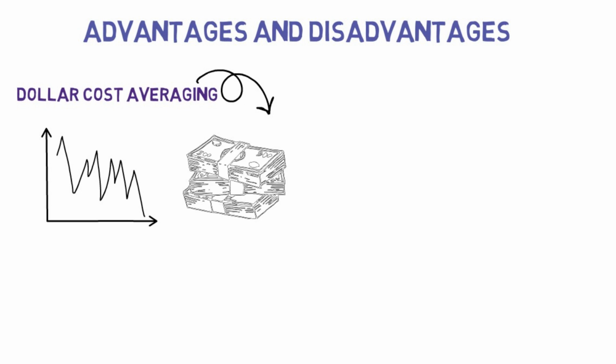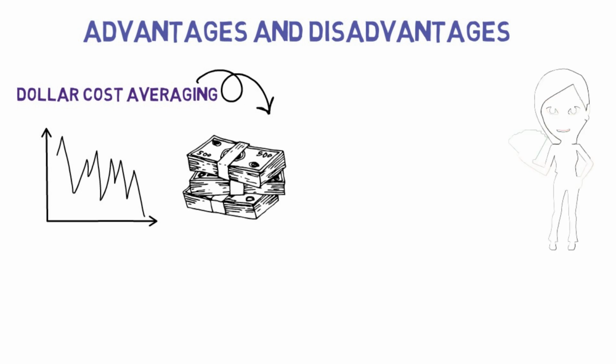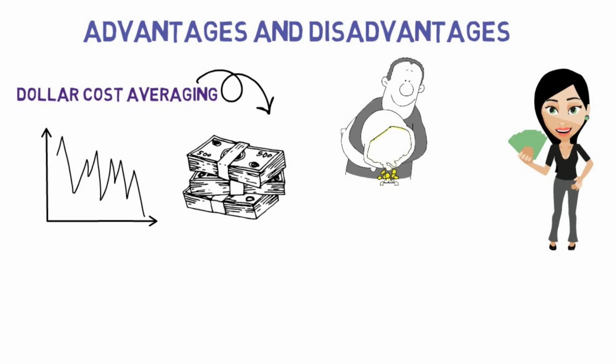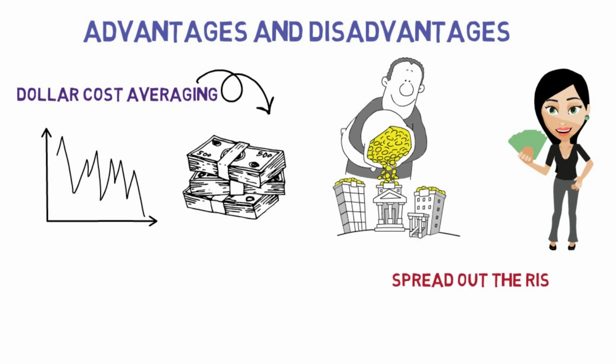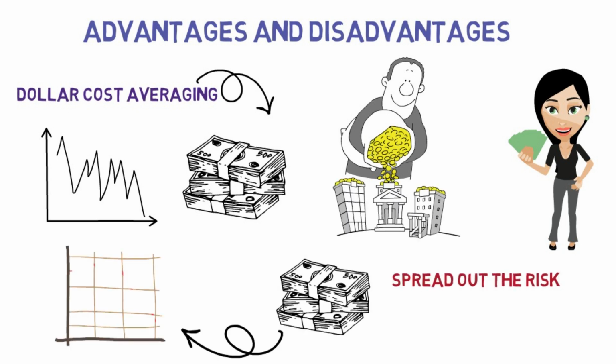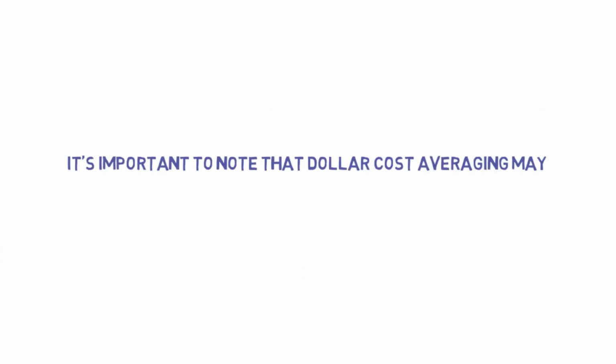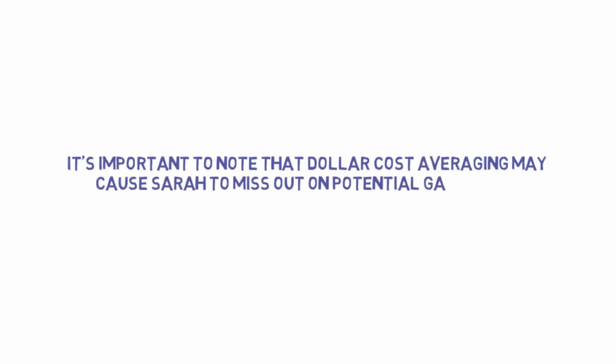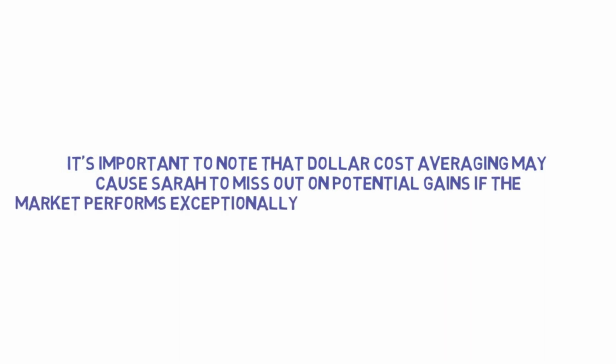One of the benefits of dollar cost averaging is that it helps mitigate the risk of investing a large sum all at once. Sarah's consistent investments over time allow her to spread out the risk and potentially benefit from market downturns. However, it's important to note that dollar cost averaging may cause Sarah to miss out on potential gains if the market performs exceptionally well during the investment period.